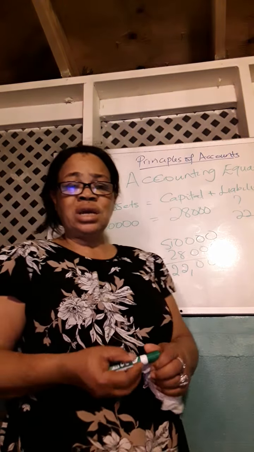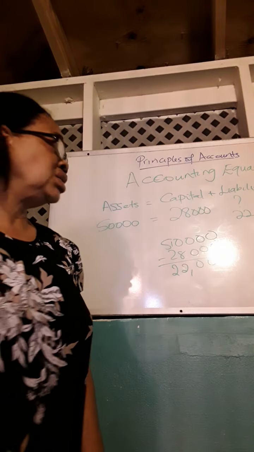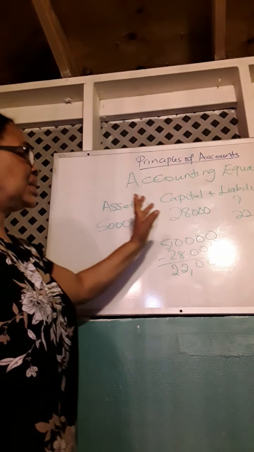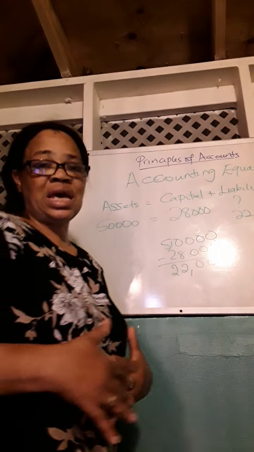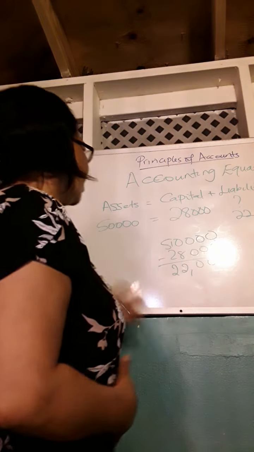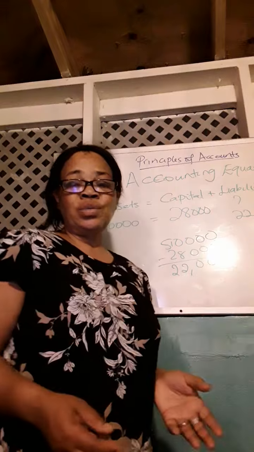What we have to do here, guys, is remember the accounting equation. The accounting equation says assets is equal to capital plus liability. And once I am given any two, I can always find the third one.